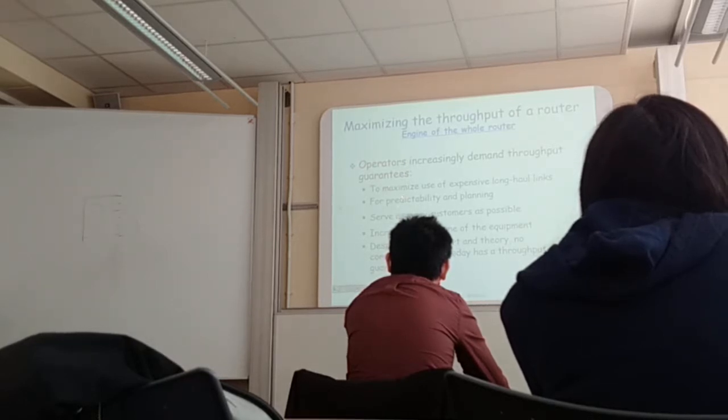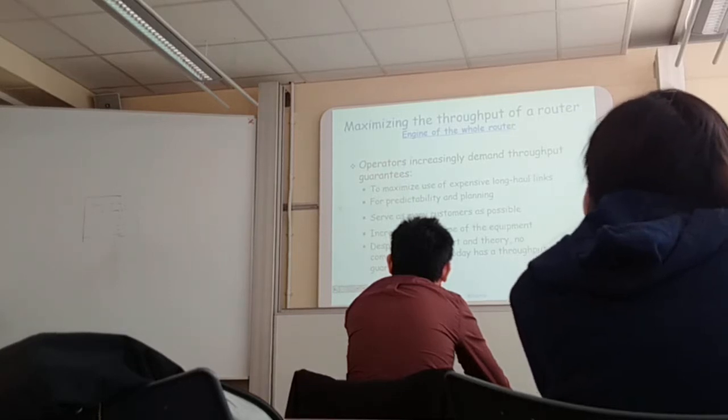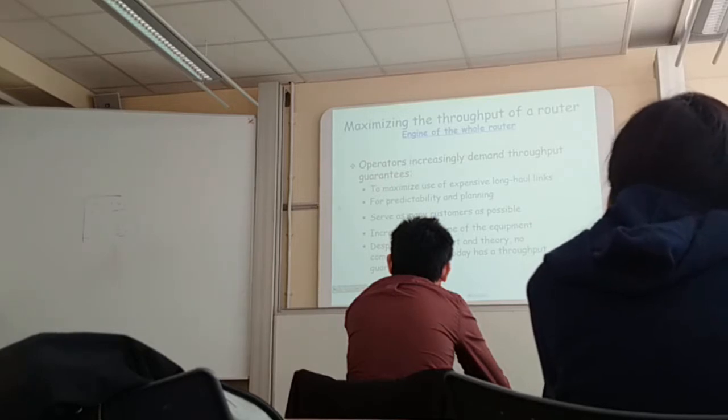Because operators increasingly demand throughput guarantees. To maximize the use of expensive long-haul links, you would like to have the throughput, but also you would like to have that throughput guaranteed. You would like to have a router that always gives you a constant throughput. If a router, for example, has 10 interfaces, 10 inputs, and each input must run at 10 gigabits per second, you would like your router to have 10 times 10. Oh, sorry, 100 gigabits per second.